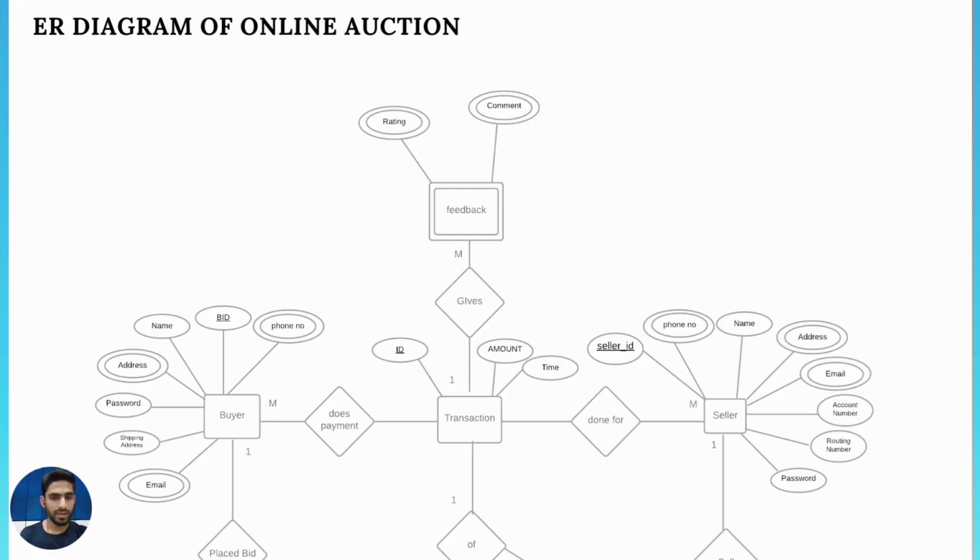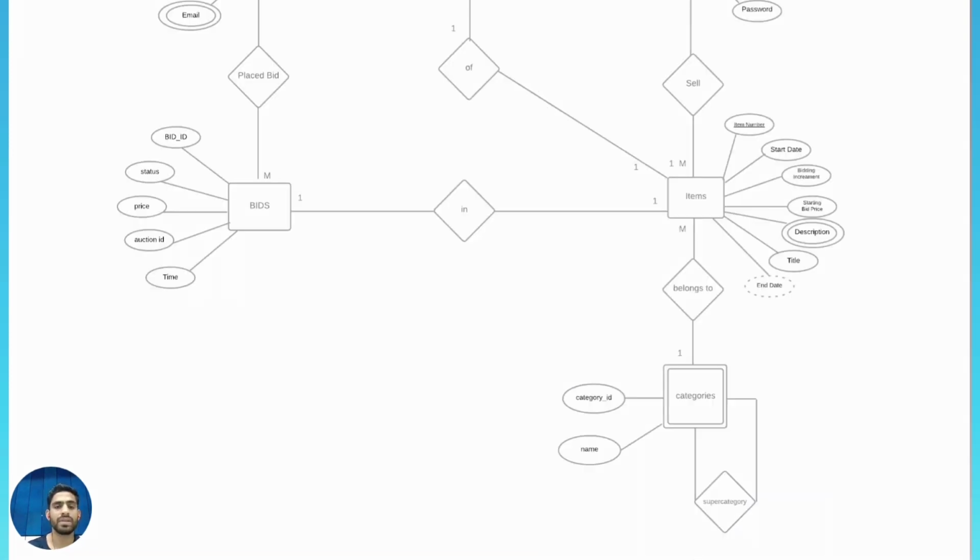Buyer does payment. So the buyer is going to pay a seller if he is going to buy the item. Now, there is a transaction entity which is going to record each and every transaction, the actual amount and the time of the transaction. If there is a transaction between buyer and seller, then there must be feedback. The main item is which is the item. So we have to take which item is going to be purchased in the transaction. That's why there is a relationship between items and transaction.